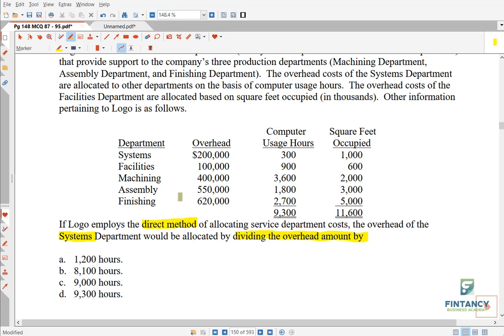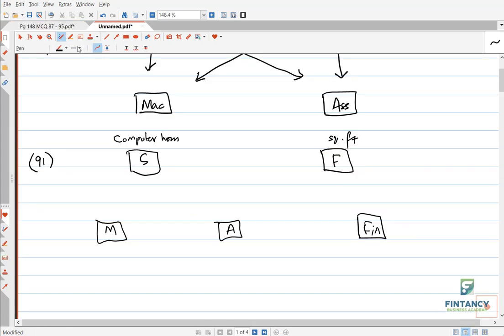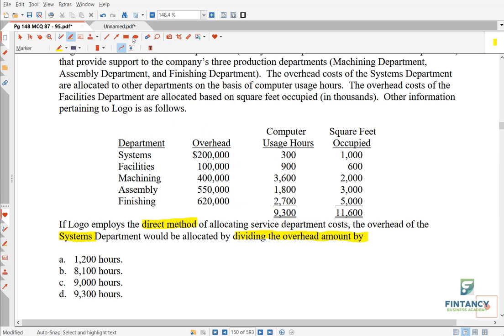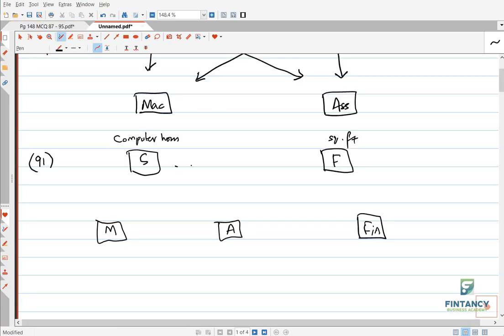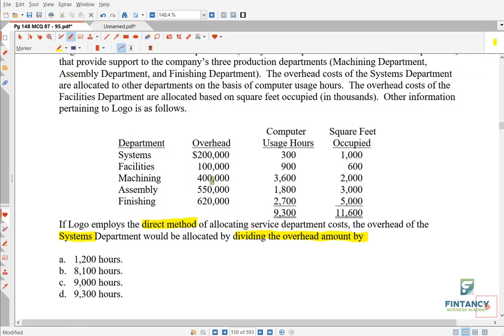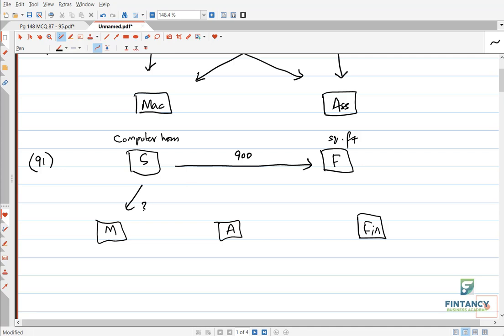Let me tell you quickly, computer usage hours. Systems for itself, you ignore it. I mean, systems is giving to itself something, you ignore it. How much are they giving to facilities? 900. Let me draw a line here. So they are giving 900 hours to finishing. Then 3600, 1800, 2700.